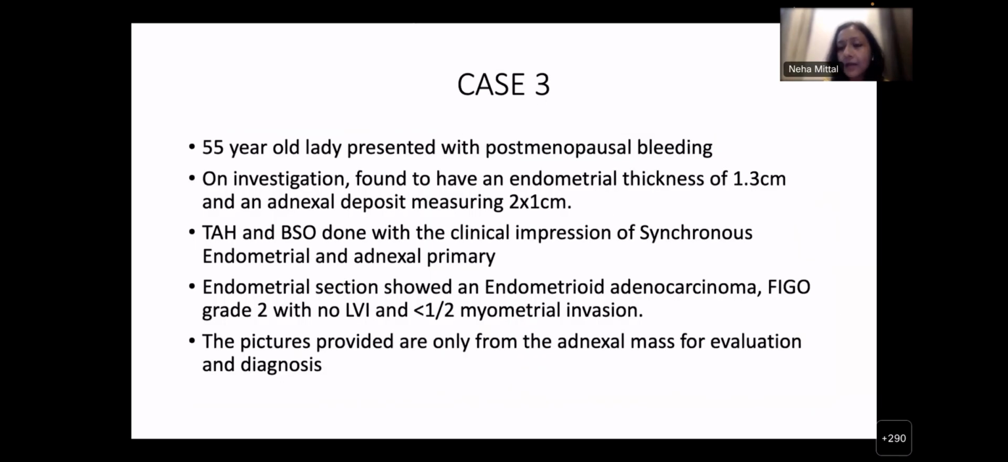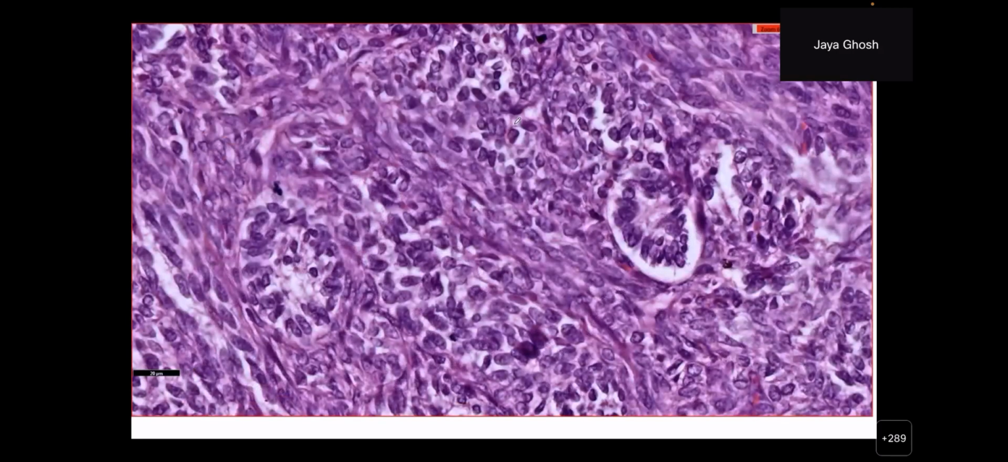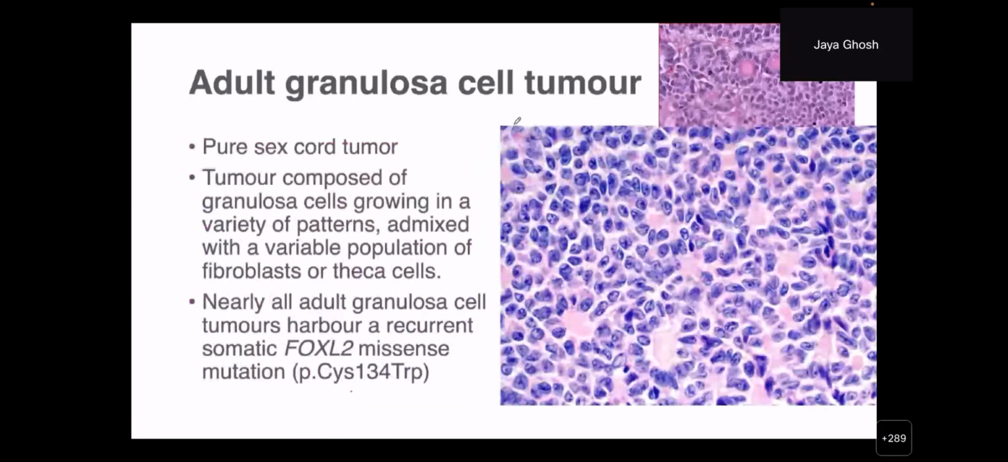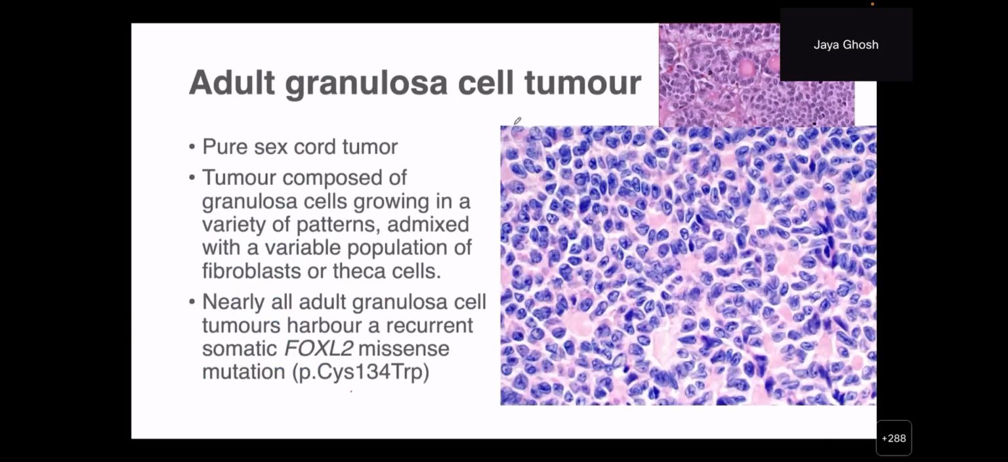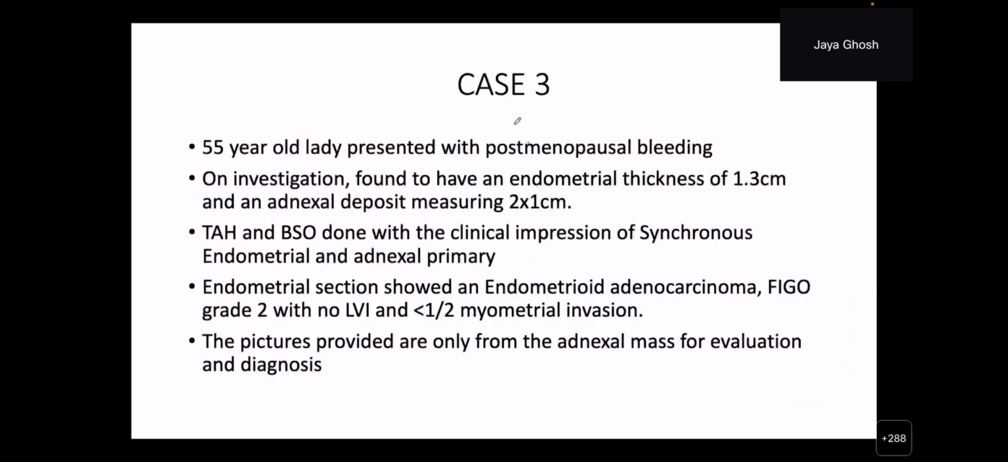Before that, Jaya ma'am and Santosh sir, any comments for case 2? Yes, Neha, very nice case. I just want to say to the students that I think the differential diagnosis starts even before you see the slides. As a clinician, when a 26-year-old comes to me, the first and foremost differential diagnosis in my head is a germ cell tumor. Of course, next would be a granulosa cell tumor. Also, low-grade serous or borderline. So those are the differential diagnoses I would have in mind.